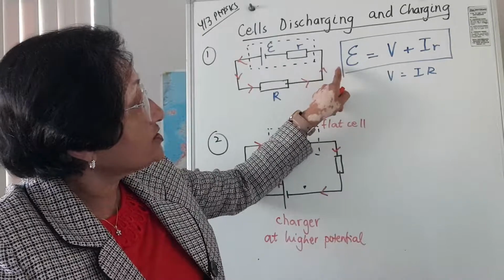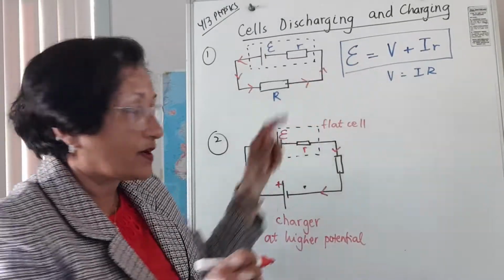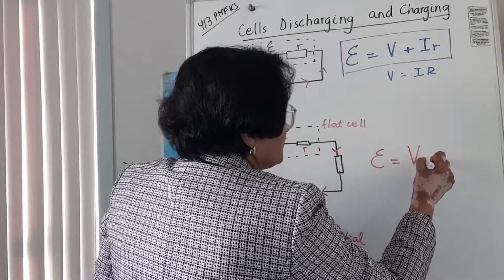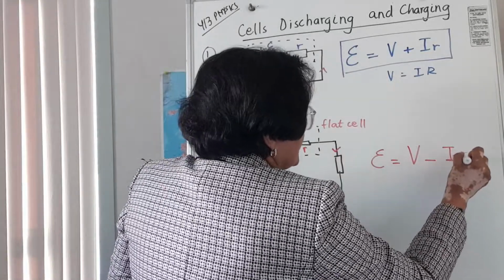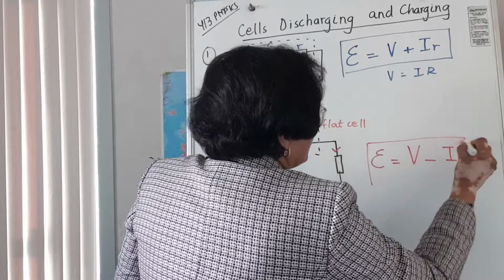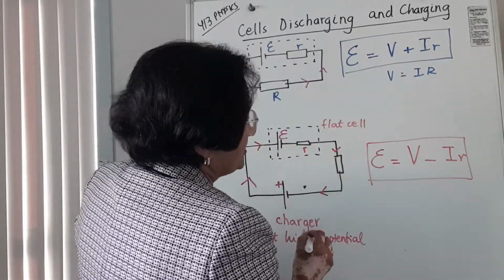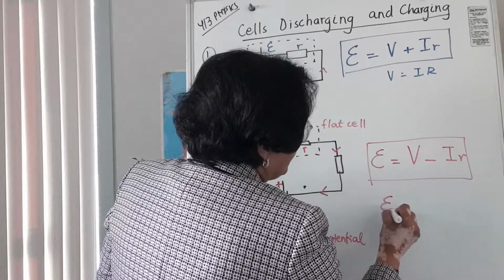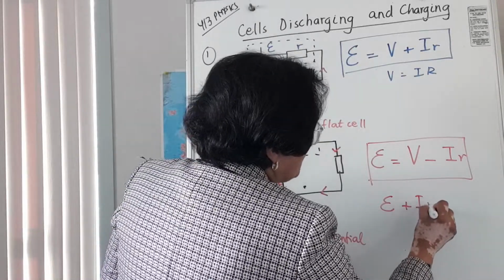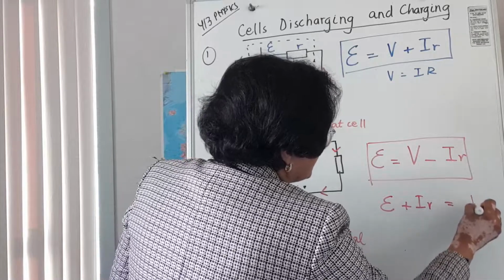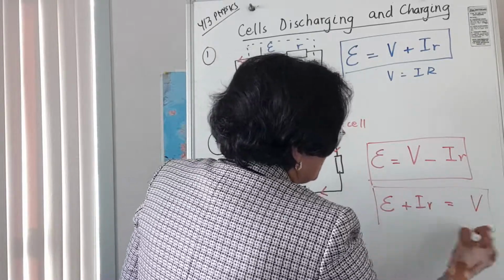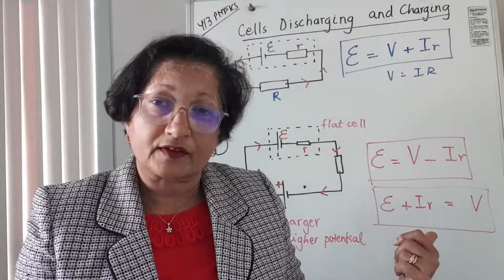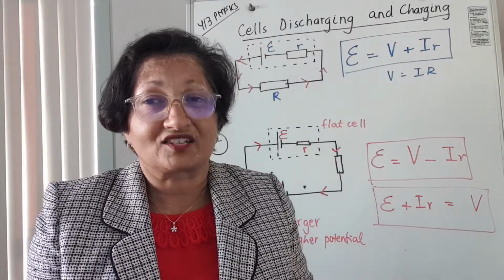The equation that you use is a bit different from this one. The equation that you're going to use is the EMF is terminal voltage minus the voltage across the internal resistance. This is for when a cell is being charged. If you rearrange this equation, you get EMF plus the voltage across the internal resistance is equal to the terminal voltage. There is a question in your booklets where the cell is being charged.